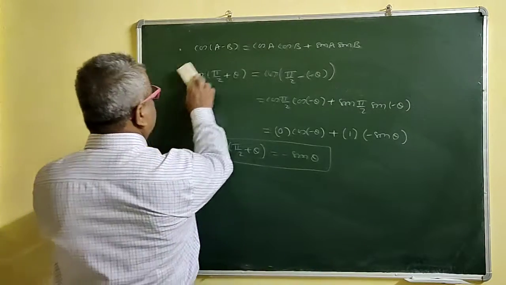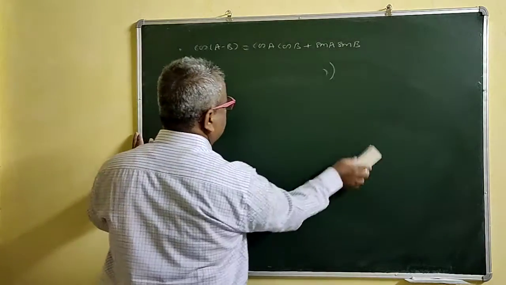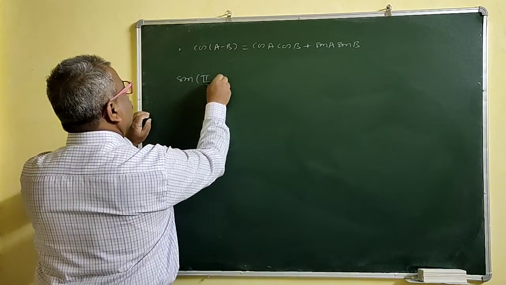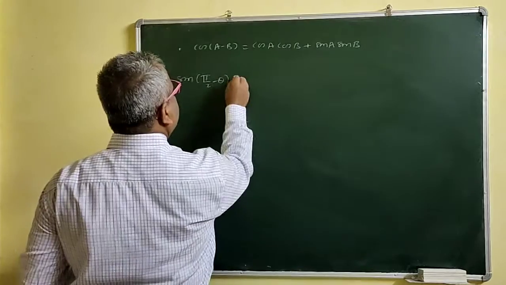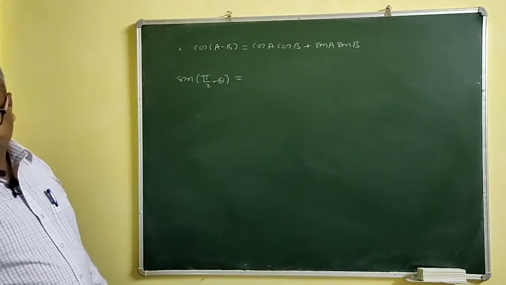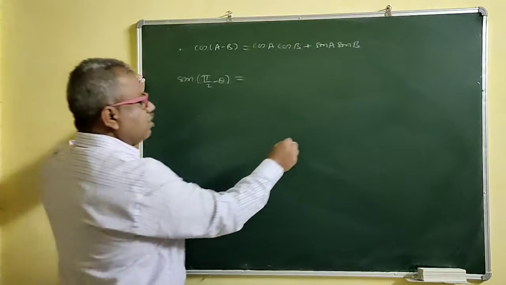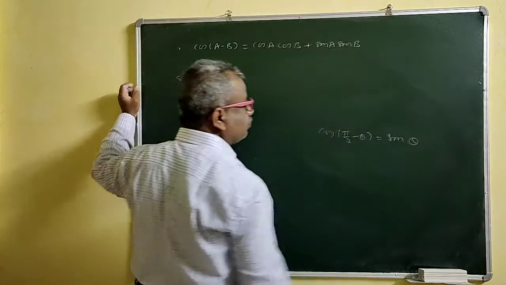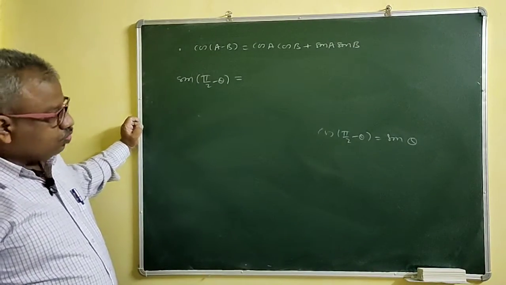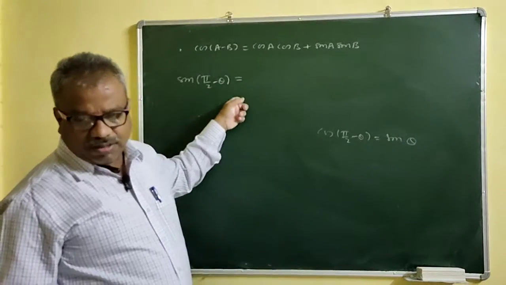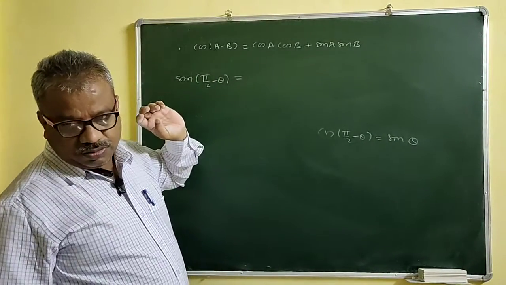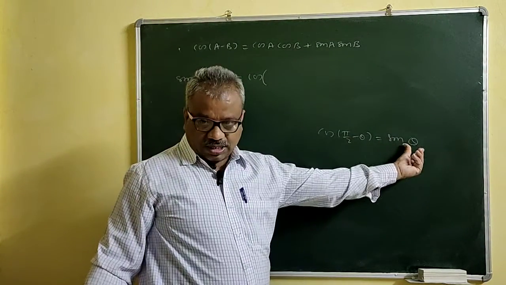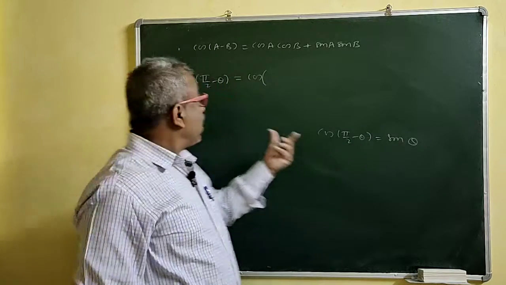Now next we will obtain the second result, sin pi by 2 minus theta. So sin pi by 2 minus theta is nothing but what? See, we have seen that cos pi by 2 minus theta is the same as sin theta. You don't know the formula for sin A minus B, so we have to write it in terms of cos. So how can we write this? Cos of what? Pi by 2 minus theta. Whatever your theta is, you have to subtract it from pi by 2.